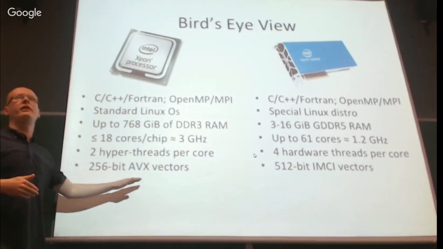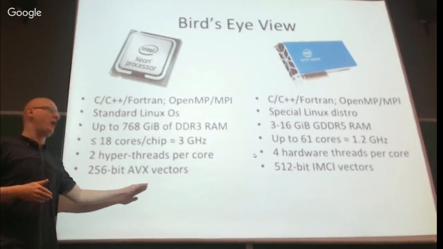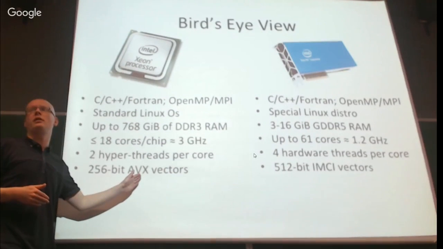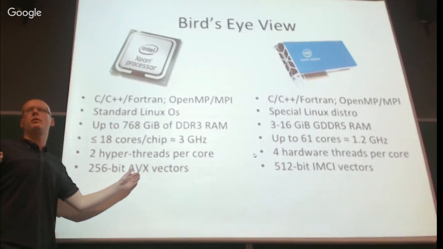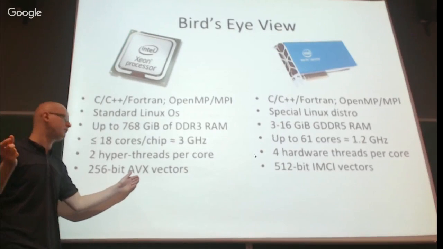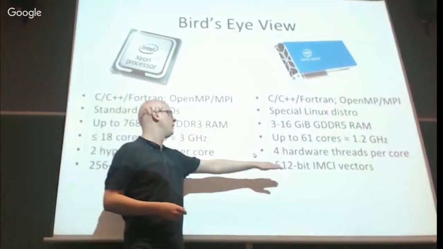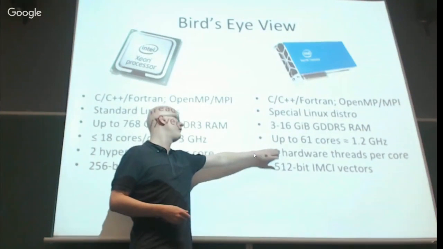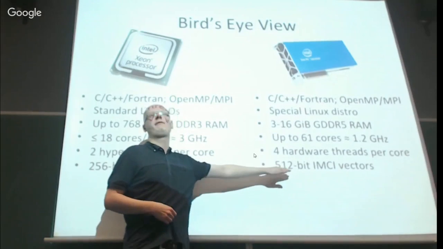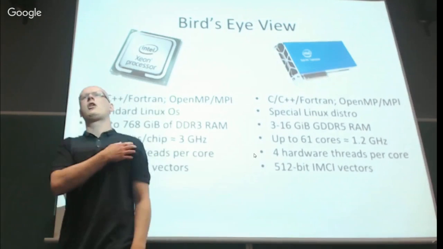256-bit AVX vectors on the Xeon. On Broadwell, that's actually AVX2. Okay. Ivy Bridge, that we're going to be using today, it's still AVX, but they're both 256-bit wide vector units. And here's the second killer. So here's the first, 61 cores. Here's the second. More hardware parallelism.